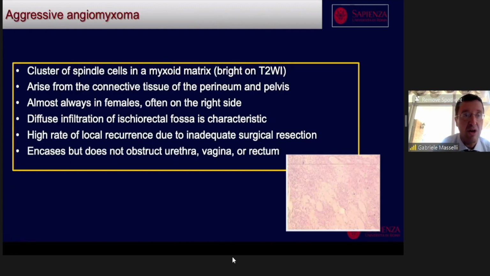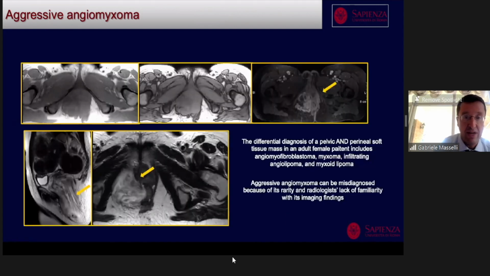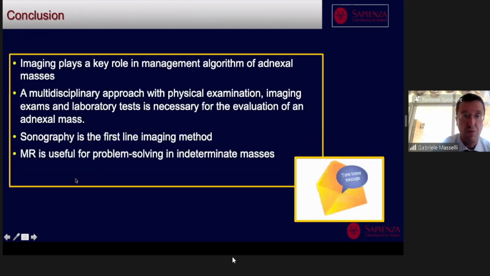This was a case of aggressive angiomyxoma that is most often found on the right side. Diffuse infiltration of the ischiorectal fossa is characteristic. This neoplasm in general does not obstruct the urethra, vagina, or rectum. And the characteristic sign is that the lesion extends to the level of the perineum. So you can differentiate ovarian from non-ovarian lesions, and evaluate this extension that is characteristic of this tumor.